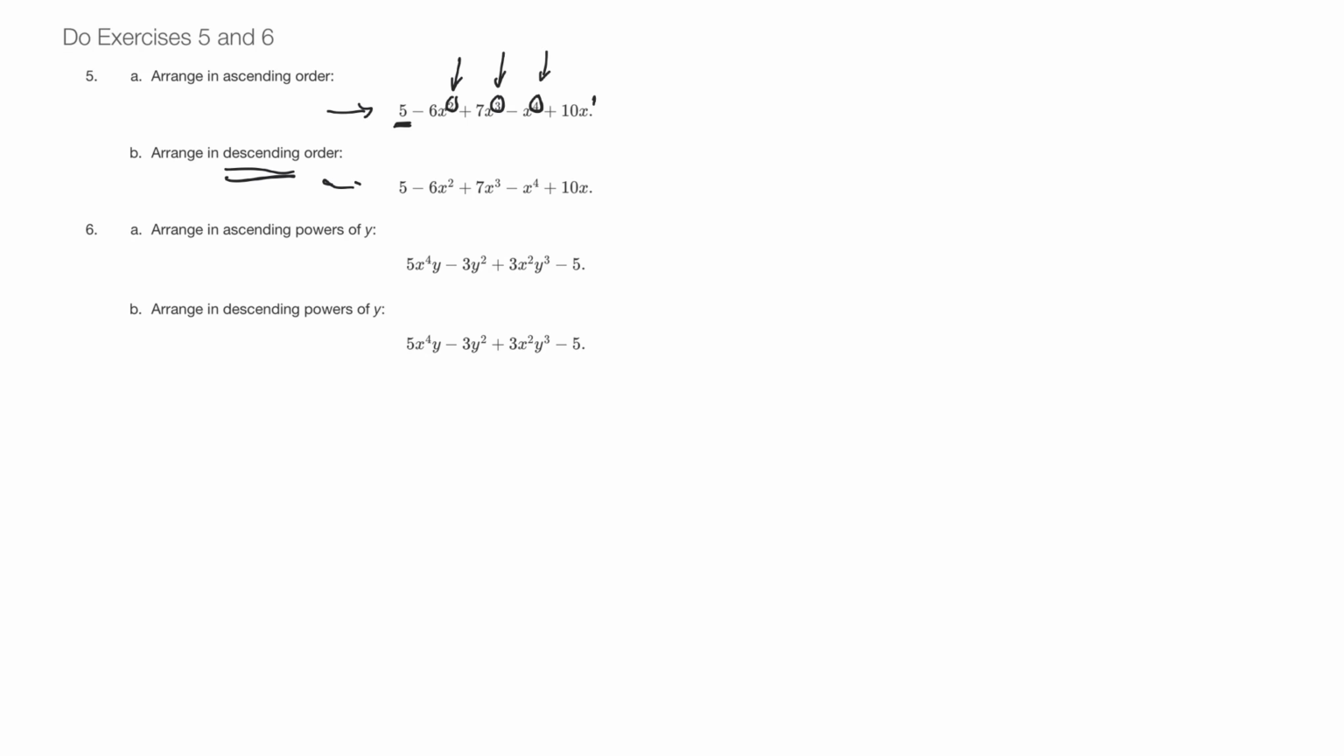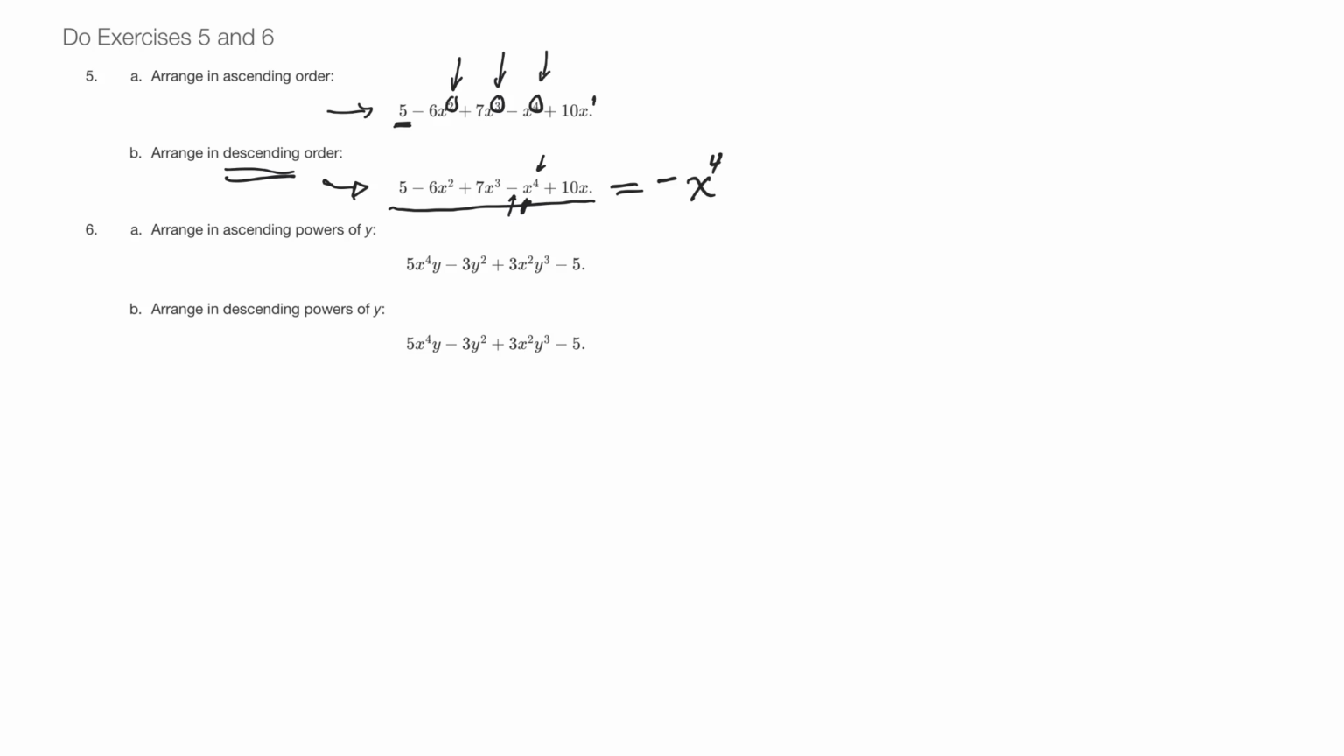So say I was doing this question and they say arrange in descending order, I would pick the highest degree. So as I look through this, I think this one has the highest exponent. So that would be the first one that I would write. And the sign that goes in front of it, always you keep that with it. So it'd be negative x to the fourth.